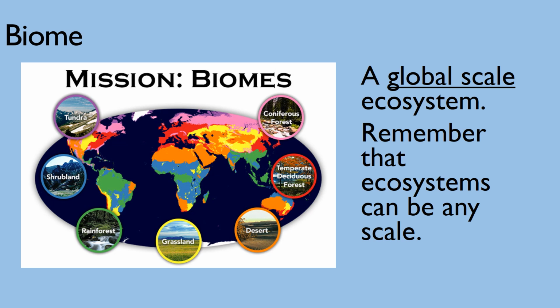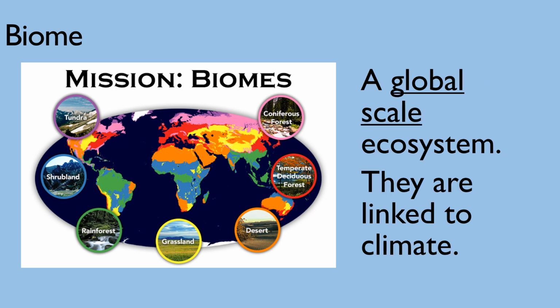Okay, and we call those biomes. So here's an example here: tundra, rainforest, grassland, deserts, temperate deciduous forest. They are linked to climate. So not surprisingly, when we talk about a desert ecosystem, we're talking about a hot, dry climate. When we're talking about rainforest, we're talking about a hot, wet climate.